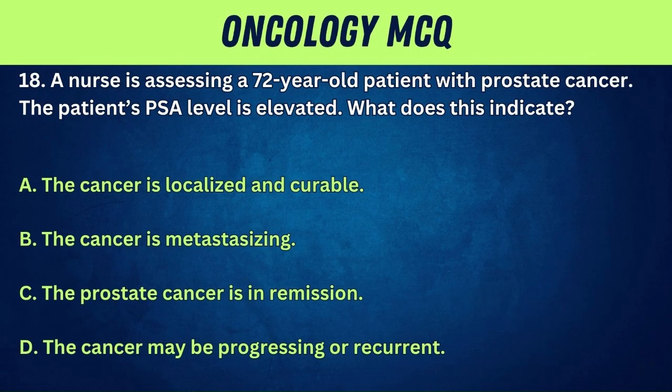18. A nurse is assessing a 72-year-old patient with prostate cancer. The patient's PSA level is elevated. What does this indicate? A. The cancer is localized and curable. B. The cancer is metastasizing. C. The prostate cancer is in remission. D. The cancer may be progressing or recurrent.